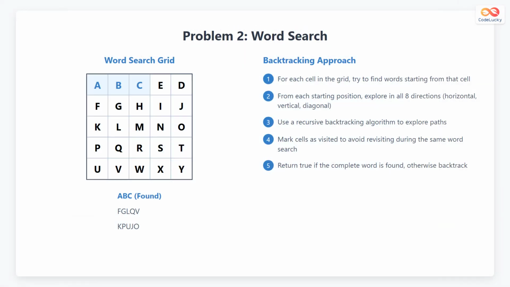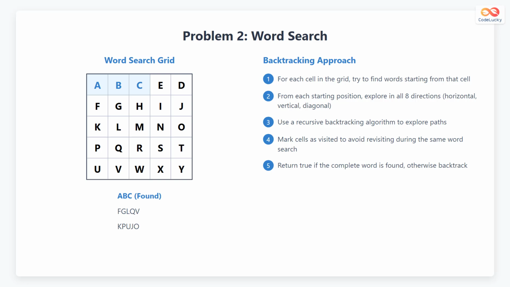Let's move on to the next problem: the word search. Given a grid of characters and a list of words, the task is to find if the words can be found in the grid. Words can be formed by connecting adjacent characters horizontally, vertically, or diagonally. Consider the grid shown here. The word ABC has been found.